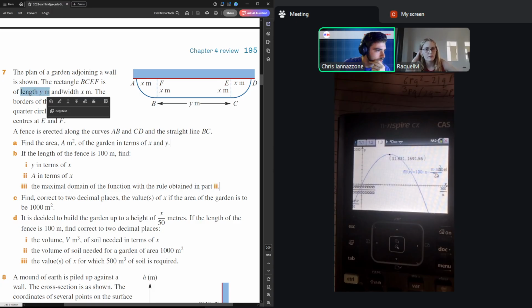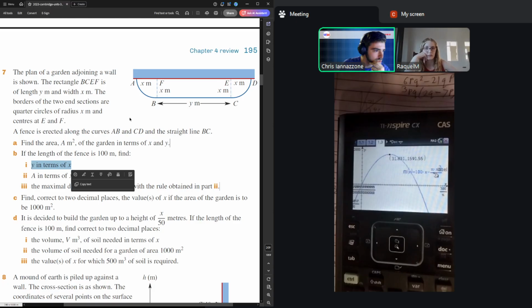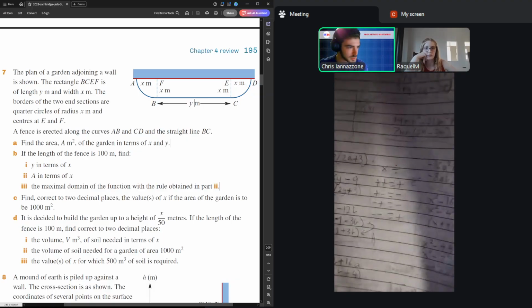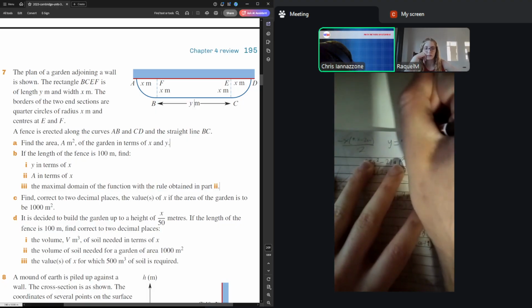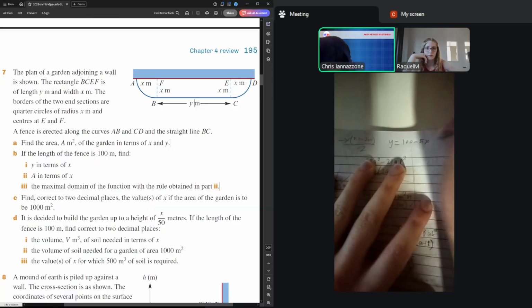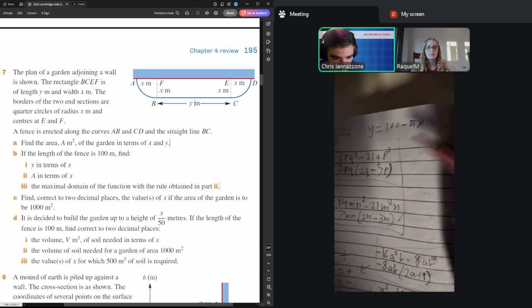We've got length y, width x. What's stopping x from just being infinity? Well, y is related to x. So we need to make sure that whatever x value we choose doesn't force y to be negative. We previously knew that y was 100 minus pi x. So we know that y is always 100 minus pi x. And so you can imagine if we chose an infinitely big x, y is starting to go negative.